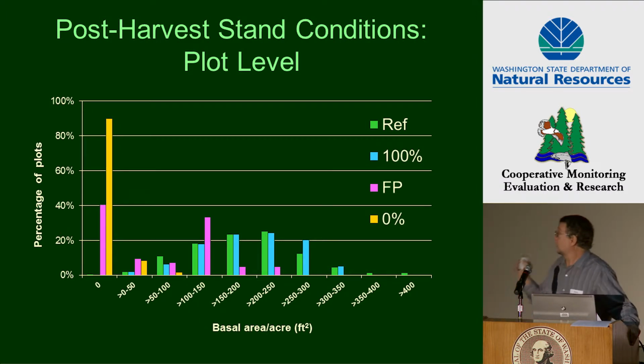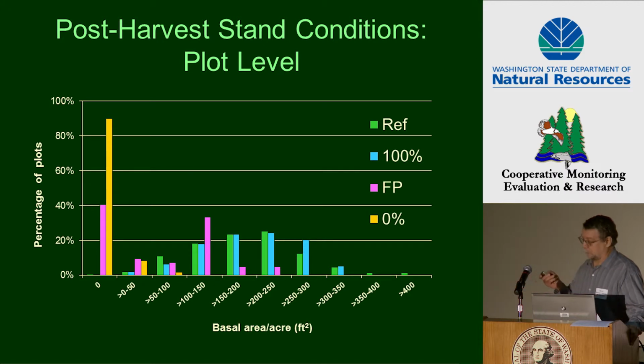In contrast, when we look at the 0% treatment in yellow, which were the ones that were clear-cut, you can see that the majority of the plots there had no trees or very little in the way of trees. But I think the most interesting distribution is actually for our forest practice treatment, which is shown in pink.